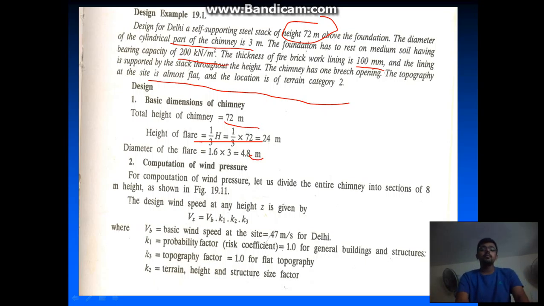Now, as we know that chimneys are high-rise industrial structures, we need to take wind pressure into account as well. We have computed the wind design speed as shown in this particular diagram, with the formula Vz equals Vb K1 K2 K3, where Vb is our basic wind speed, which is 47 meters per second for Delhi. K1 is the probability factor, 1 for general buildings, K3 is the topographic factor for flat topography, and K2 is the terrain height structure factor.